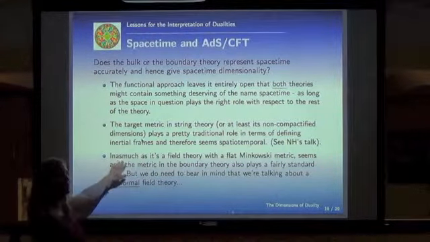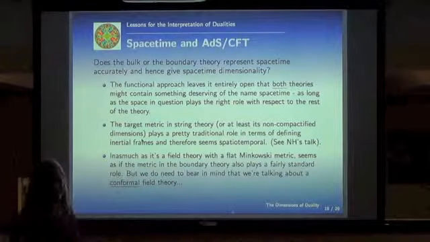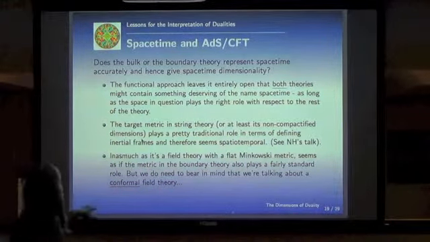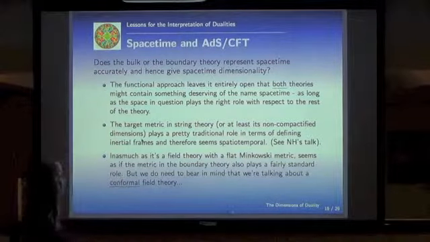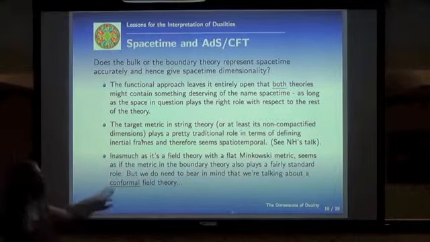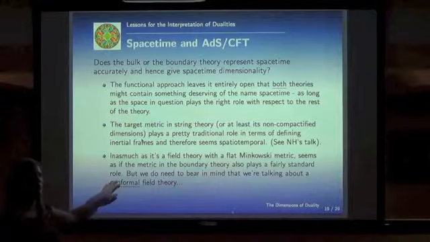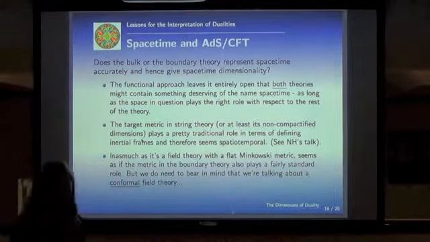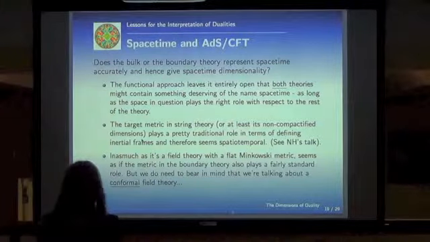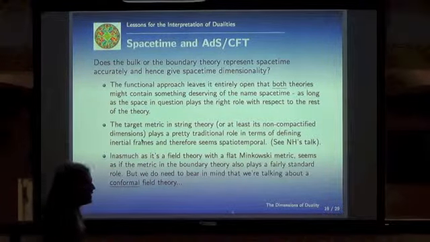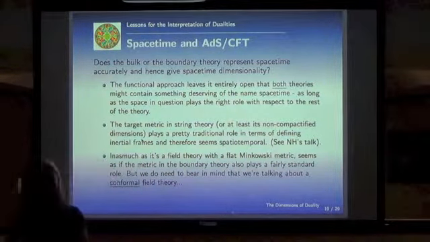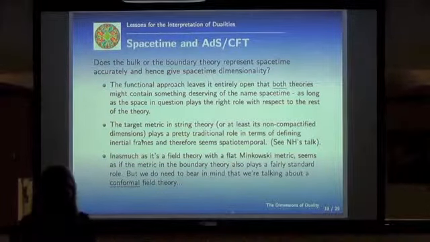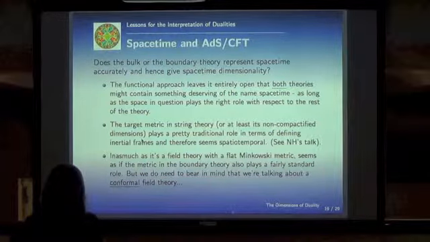If you think of what's on the other side of the equivalence as just a field theory with a flat Minkowski metric, you'd probably assume that the metric in the boundary theory also plays a pretty standard role. But I think there are a few caveats if it's a conformal theory on the other side. I don't have any fixed conclusions, but we do need to bear in mind that conformal field theories are pretty weird. I completely second Nick's comment that we should think about conformal symmetry more. I periodically get really puzzled by scale and then have to stop thinking about it.